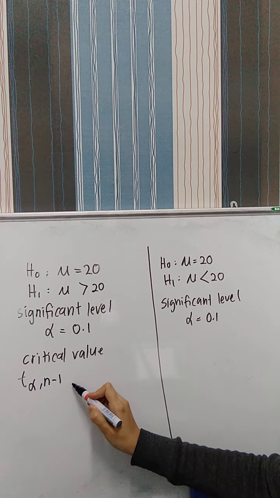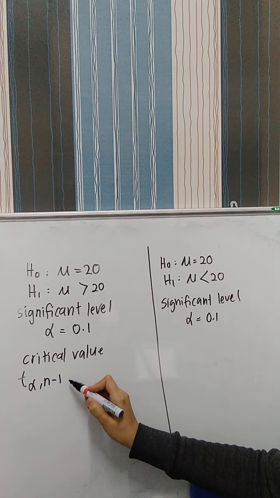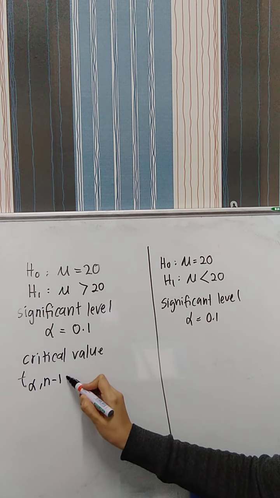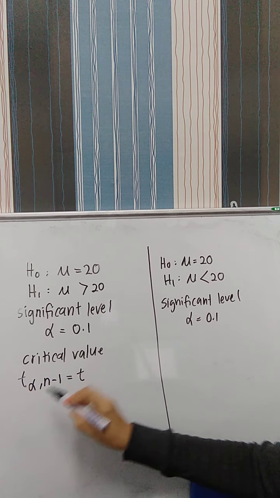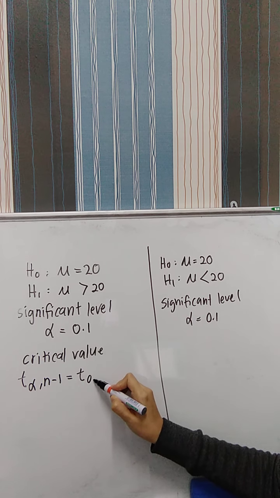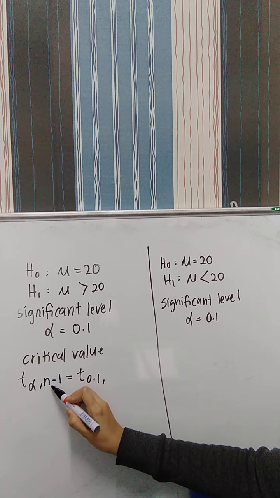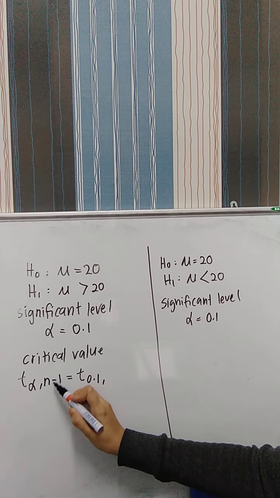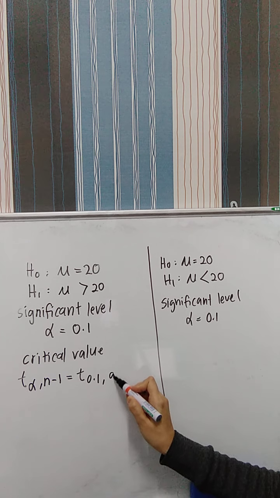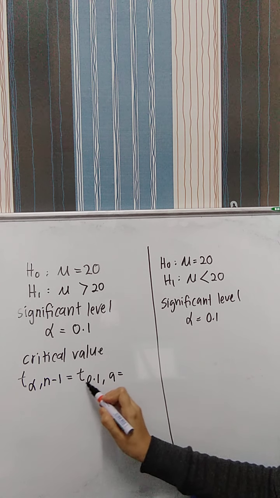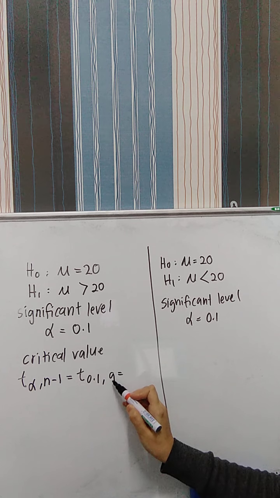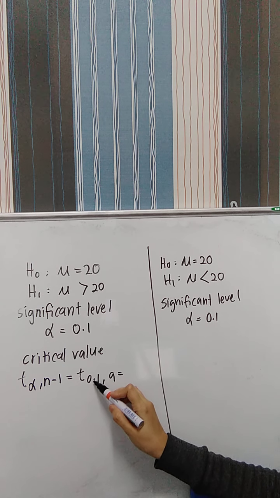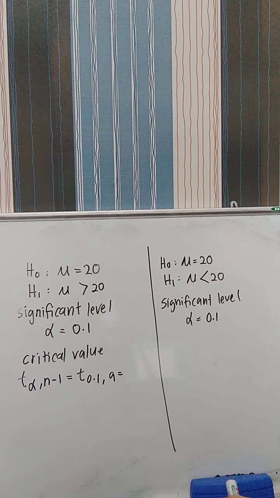So here t alpha is 0.1, and n minus 1. For example, you have data 10, so 10 minus 1 is 9. Here, t 0.1, 9. How to read the value t 0.1, 9 from the t table?